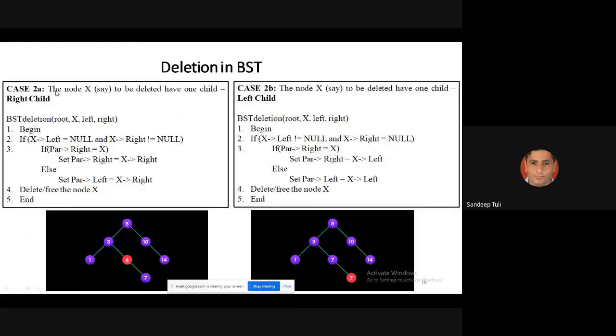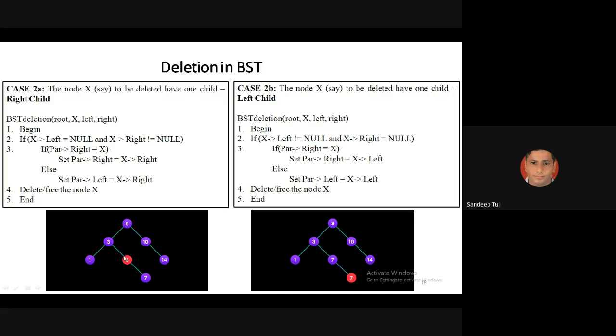Now, case two will be where the node x to be deleted has one child. Like in this example, suppose I am going to delete 6, which has only one child. 7 is the only child of 6. So I need to check the parent of 6. In this case, x is 6. According to the algorithm, x left is null, but right is not null. It means for this example, it is true. Right is not null, but left is null.